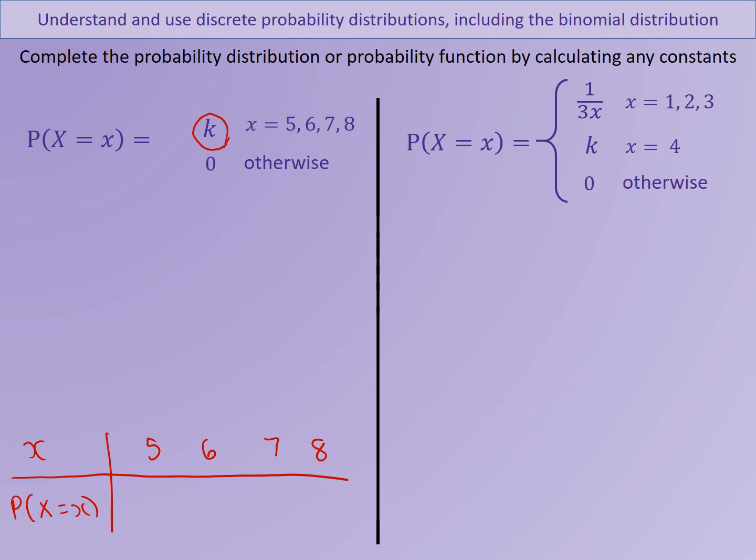these. Now there are only 4 different outcomes, so 4 outcomes, and they have the same probability. And if all the probabilities add up to 1, that means that each of these probabilities must be the same, 1/4.